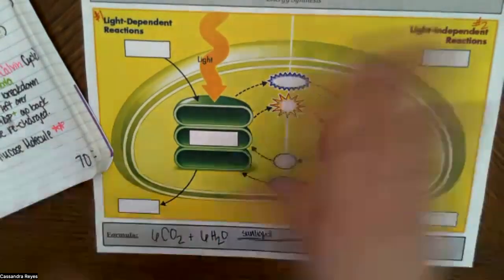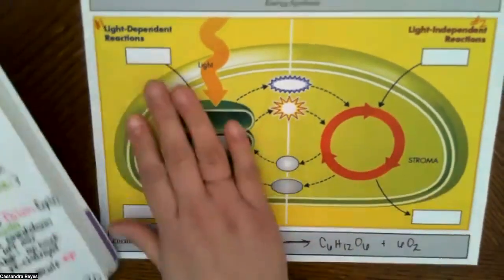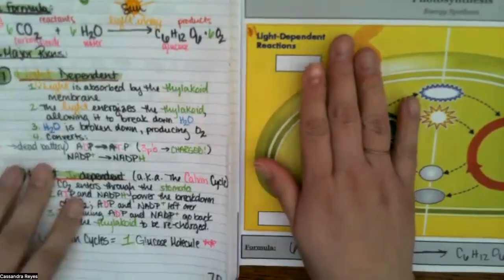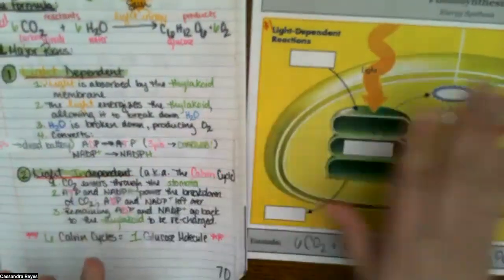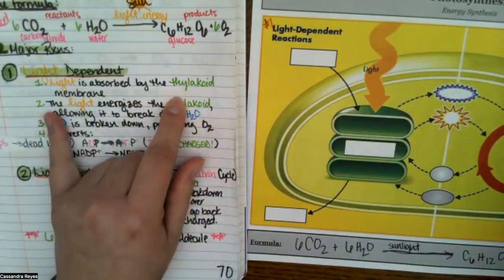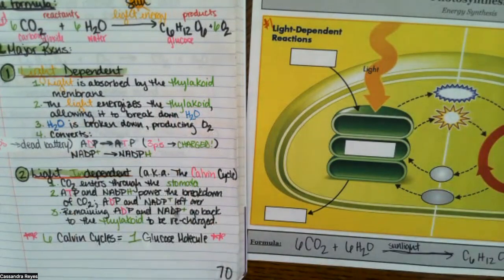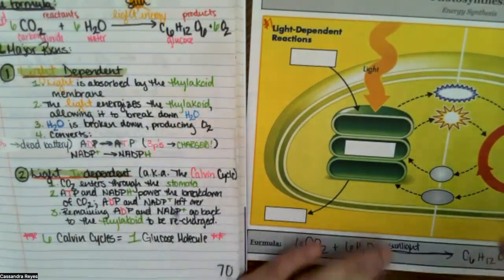Now that we kind of have set ourselves up for success, let's be successful, right? So let's identify a couple of things. Now in the light dependent, let's focus on the light dependent reaction space. Okay, we'll connect the both later. So light dependent, light is absorbed by the thylakoid membrane. Well, here's the light, and guess what? Here's the thylakoid membrane. So go ahead and add that label in there.